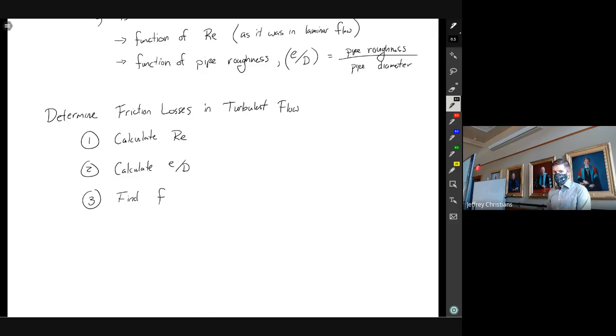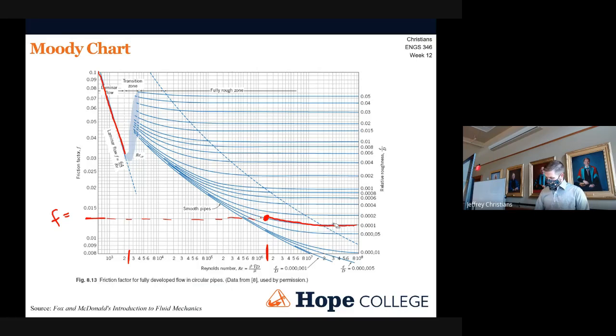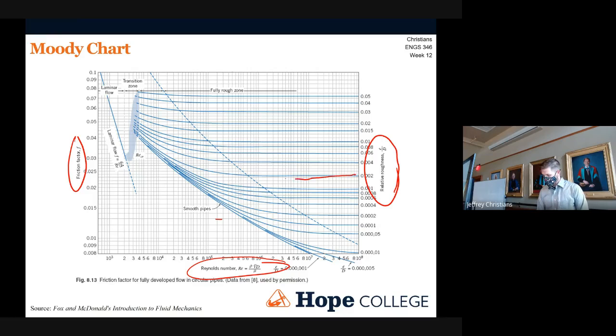We'll talk more about how we can find F in class next time. There are two different ways. One, we can use equations that people have built up, like correlations, which are not nearly as nice as F equals 64 over the Reynolds number. The other way is through charts like this. This is a very famous chart called the Moody chart, which correlates the friction factor F with both the Reynolds number, along the x-axis, and the relative roughness, which is all of these individual lines. We'll talk about exactly how it works next time and how we would find F.